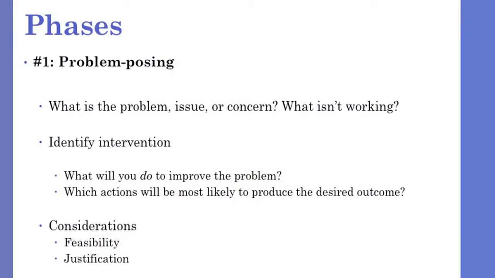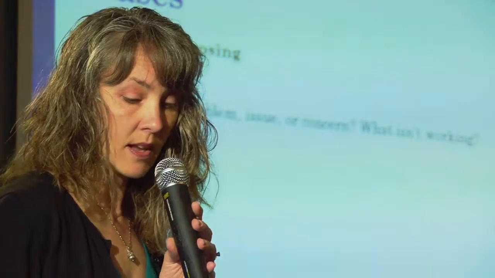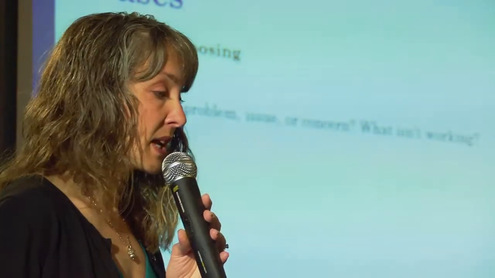To go into more about the phases of the action research cycle, the first phase is problem posing. Another way of thinking about this is question posing. This is where you are figuring out what's the problem, issue, or concern that you want to focus on. In other words, what is broken or not working as well as you would hope? Or where do you want to see improvement?